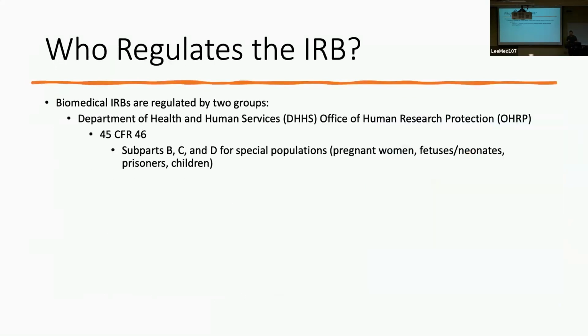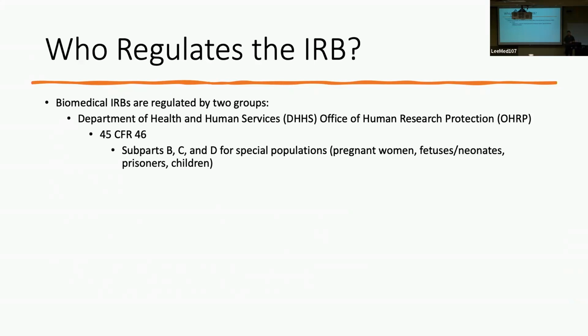Biomedical institutional review boards are regulated by 2 groups. First, the Department of Health and Human Services Office of Human Research Protection, so DHHS's OHRP. OHRP, and that is codified in 45 CFR 46 with subparts focusing on special populations. So B, C, and D for pregnant women, fetuses and neonates, and prisoners and children. So whenever you have additional guidelines that you need to follow, there are the subparts to 45 CFR 46, which outline how that has to be done.